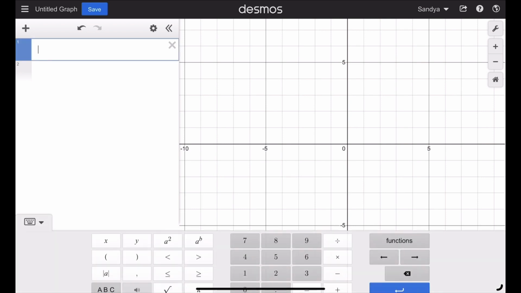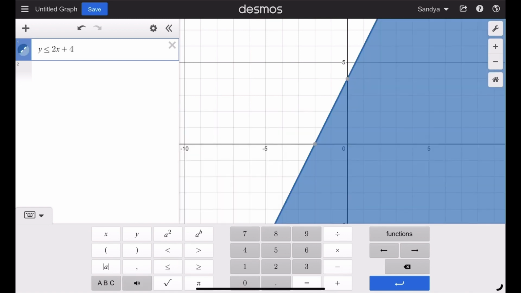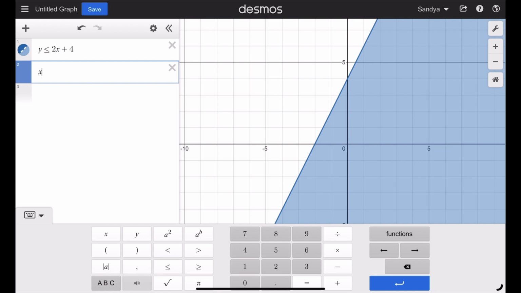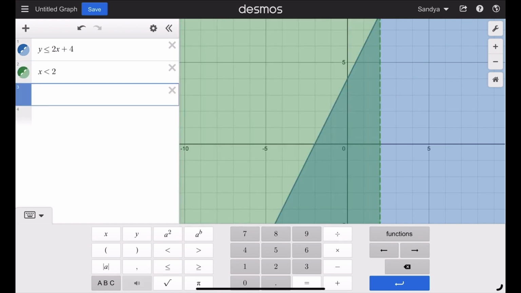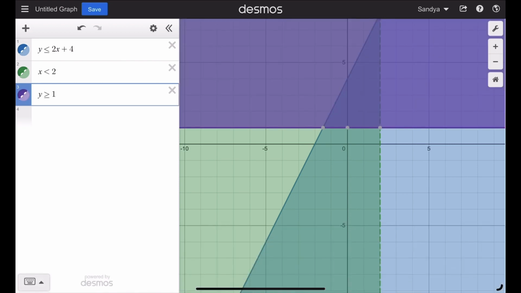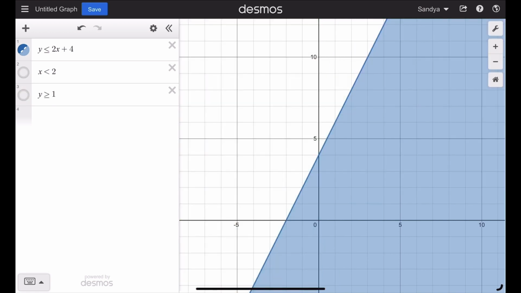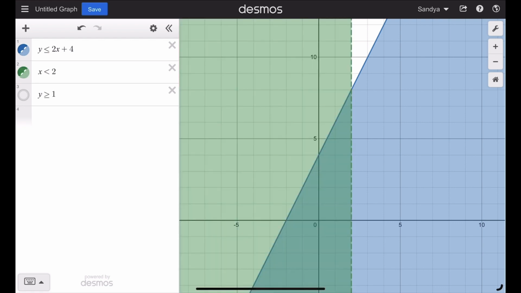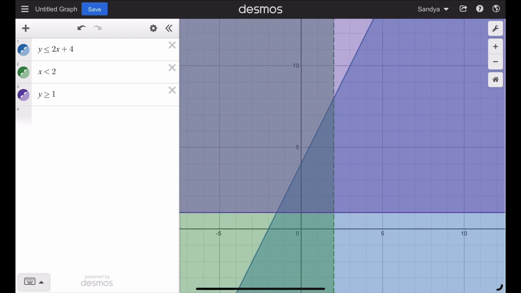So remember, our first inequality was y is less than or equal to 2x plus 4. And then our second inequality was x is less than 2. And then our third inequality was y is greater than or equal to 1. Okay, so if we look at this and we look at the overlapping shaded region, notice that it is matching the one that we had originally, right? So here's the first inequality, and then the second inequality overlaps here. And then when we add in the third one, we get that same triangular shaped region.